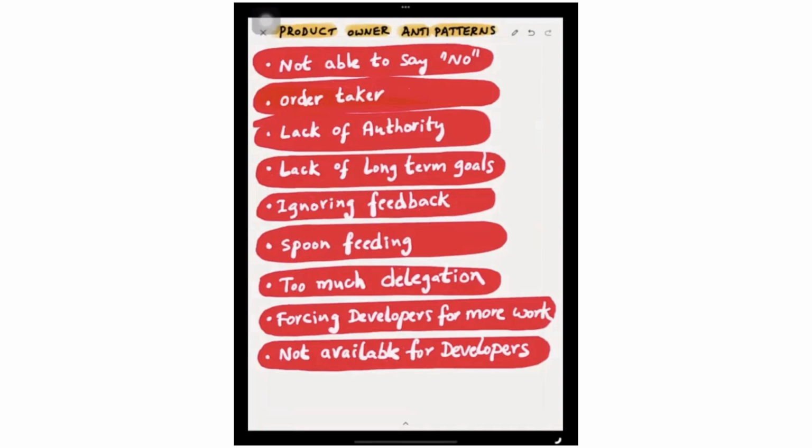So I think that's about the product owner role in brief. We discussed the accountabilities, rights, the interactions with different people, some common questions, great product owner qualities, and some product owner anti-patterns.